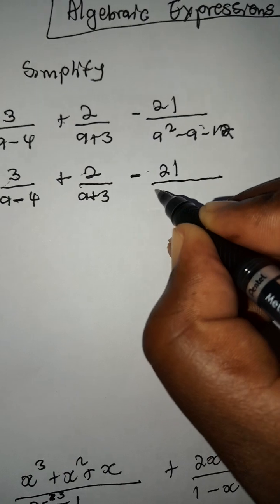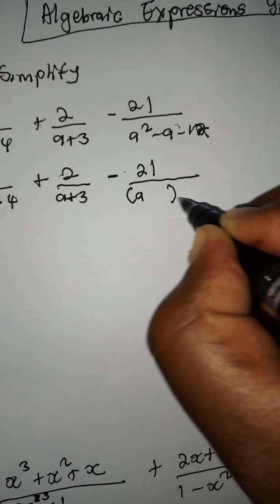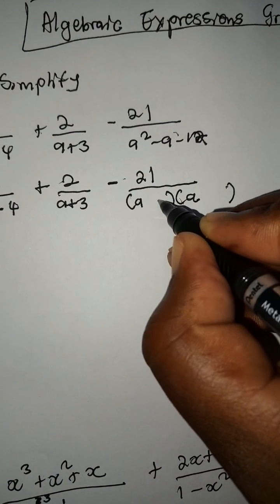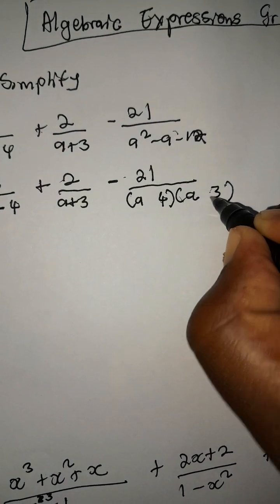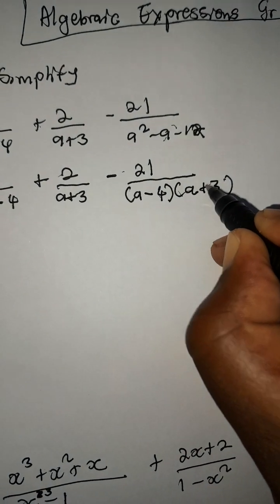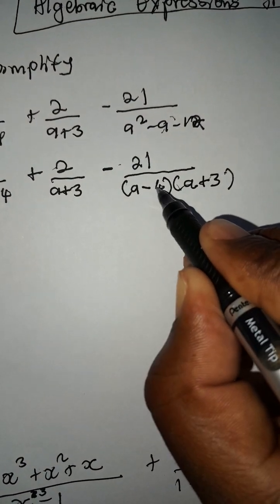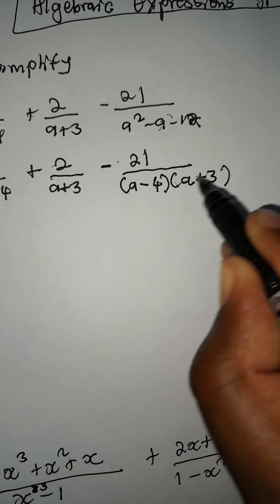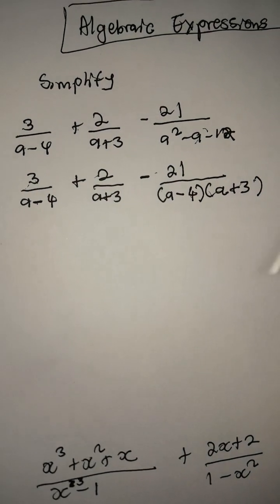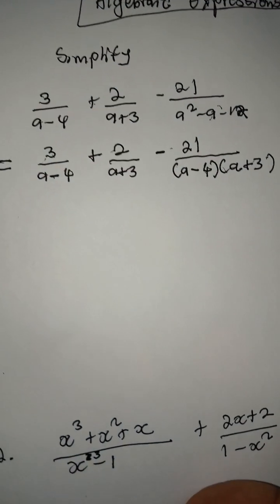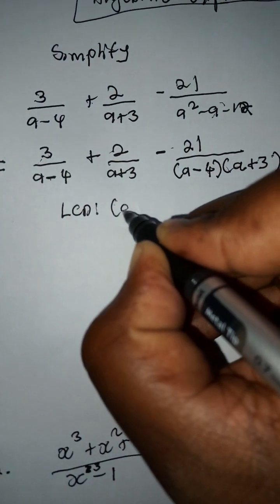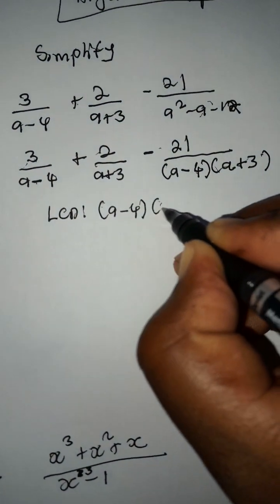We have a trinomial, so we need to factorize. Factors of a squared are a and a. Factors of 12 will be 4 and 3, because for us to get negative 1 we put a negative and a positive, different signs. Negative 4 plus 3 is negative 1, and negative 4 times 3 is negative 12, so I can be sure my factorization is correct. From here I know the LCD is going to be a minus 4 and a plus 3.